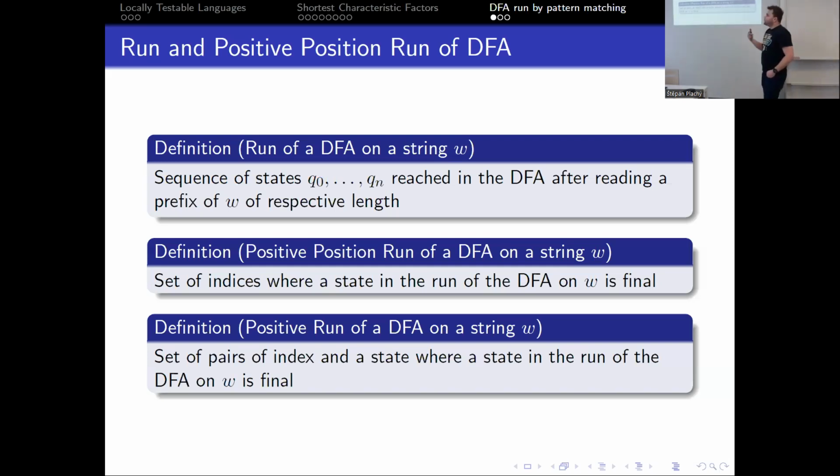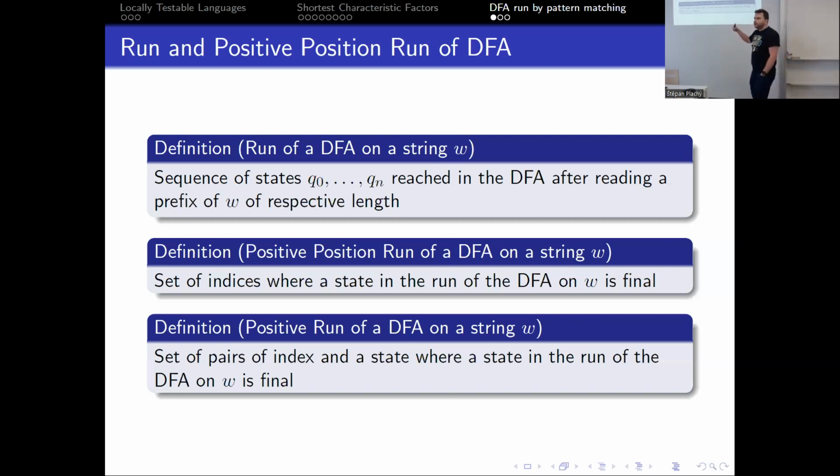For this, we first had to formalize what a run of an automaton is, or at least the useful parts of that. In general, a run of an automaton is just a sequence of states: when I read a certain string, what states am I going to reach after reading some prefix of certain length. But what is sometimes useful, when we are constructing algorithms that utilize automata, is that we are mostly interested in where the occurrences of a final state are.